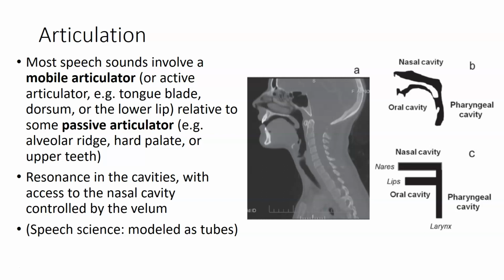velum. And in speech science, you'll talk a little bit about modeling how this resonance works with something like C in the lower right image, where the combination of the nasal cavity, the oral cavity, and the pharyngeal cavity get you sort of an F-shaped series of tubes.